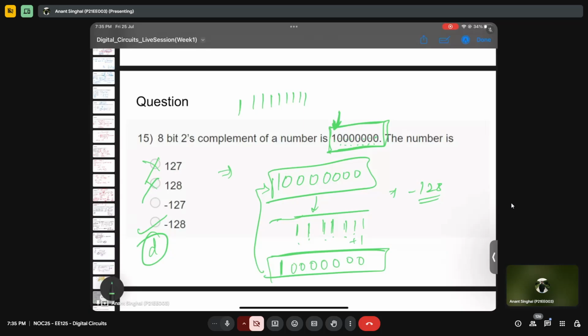Okay, sir. If we consider it unsigned, then the C option is okay. Why would the answer be C? Let's see. 1, 2, 3, 4, 5, 6, 7. So if I add 1, then again it will be 1, 0, 0, 0, 0, 0, 0, 0.